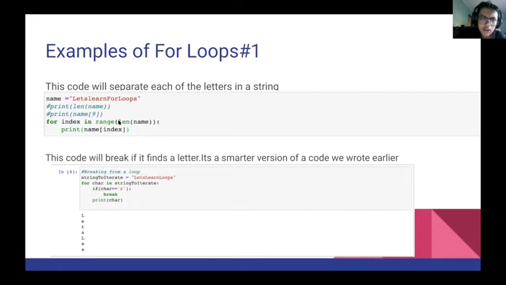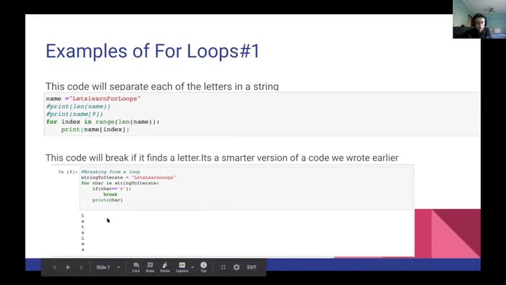The len command gives you the length. This is a 20 word long string, so it's going to print this 20 times. It's going to repeat this 20 times and print name index, so that's name with index inside it.